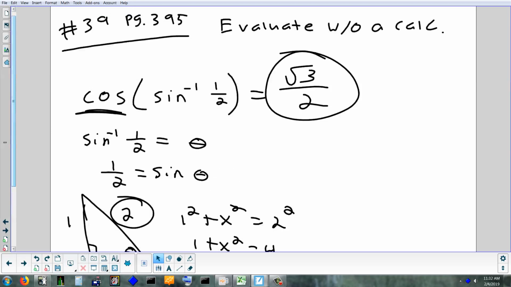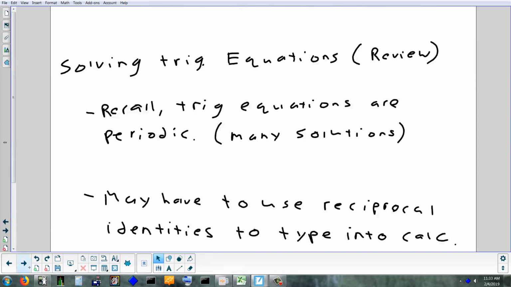Okay, so any question on it? Okay, that's the type you want to focus on. Regular on the outside, inverse on the inside.